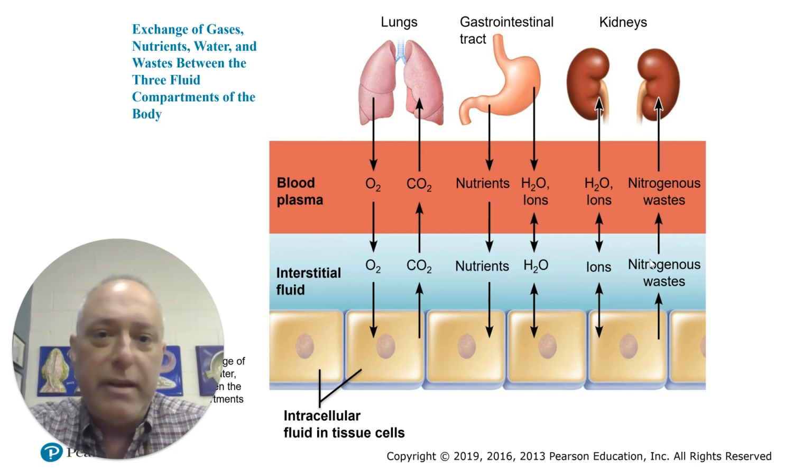Okay, so the different systems, the lungs, the GI, and the kidneys, maintain interstitial fluids and blood plasmas. So what the lungs do is they take in oxygen, get rid of carbon dioxide. The GI tract absorbs nutrients, waters, and ions. And then the kidneys filter the blood of nitrogenous waste, like urea.